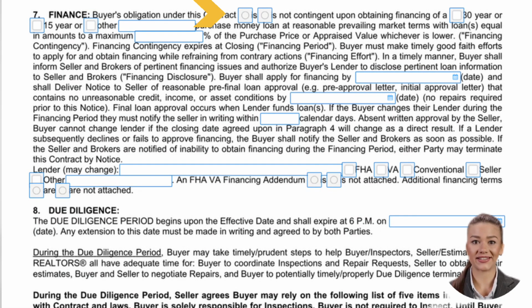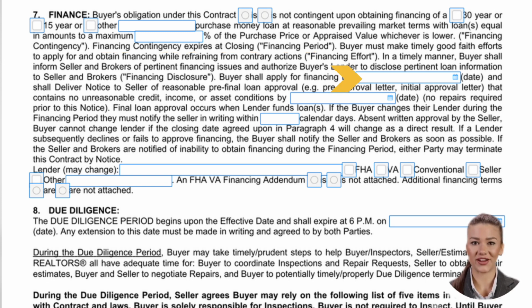In Section 7, you will indicate if the buyer will have a financing contingency. You will state the type of loan they are seeking and the maximum amount they will finance. The financing contingency expires at closing, which is referred to as the financing period.